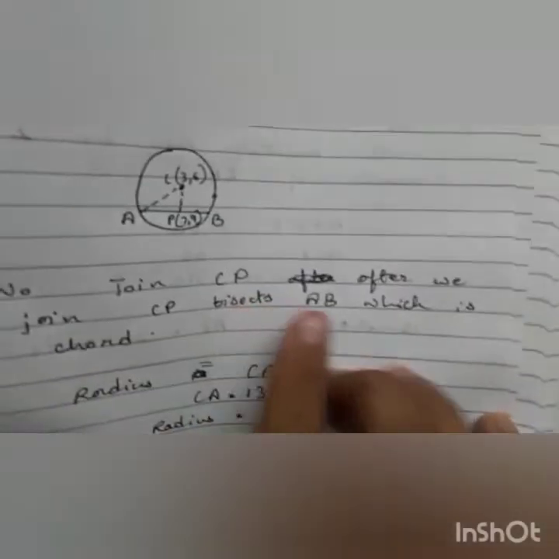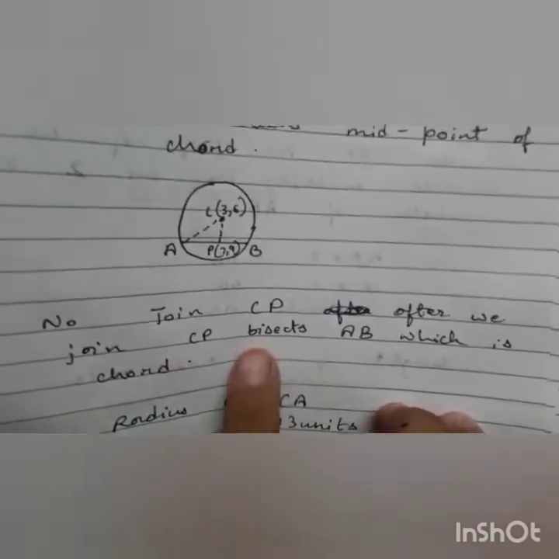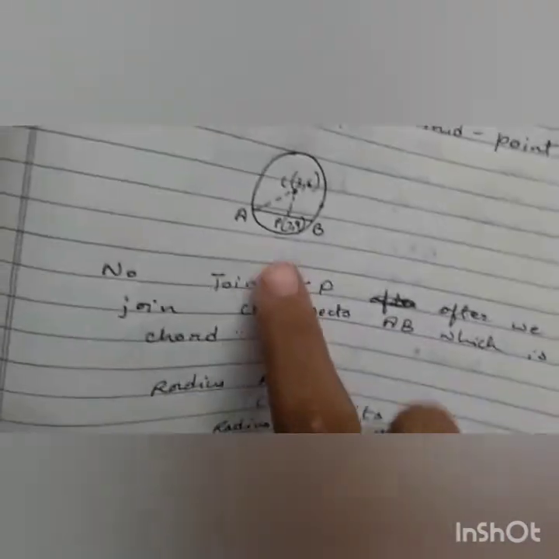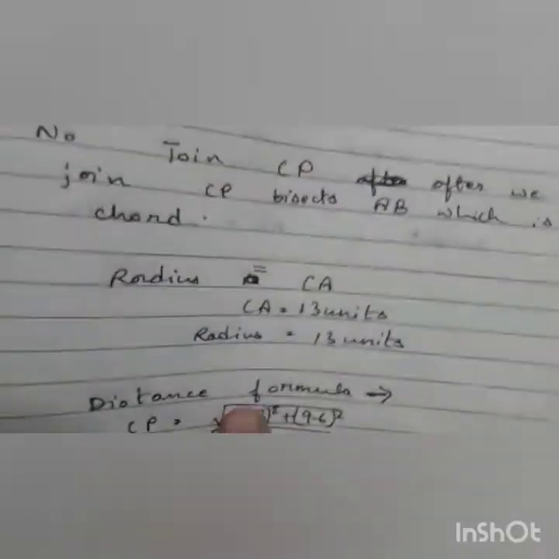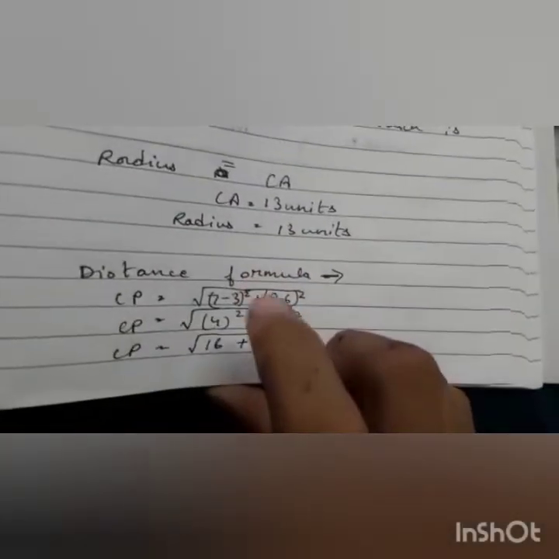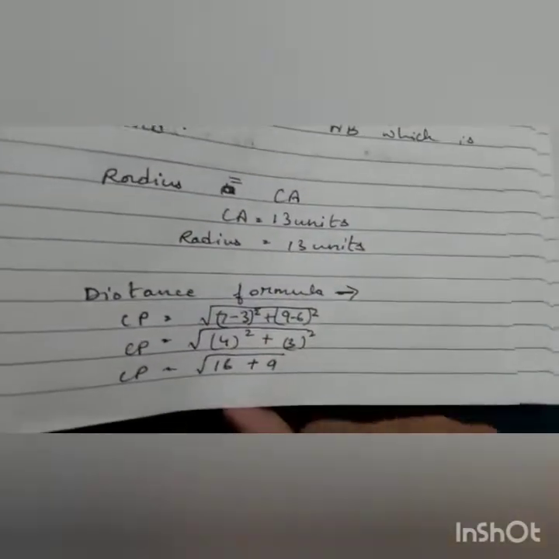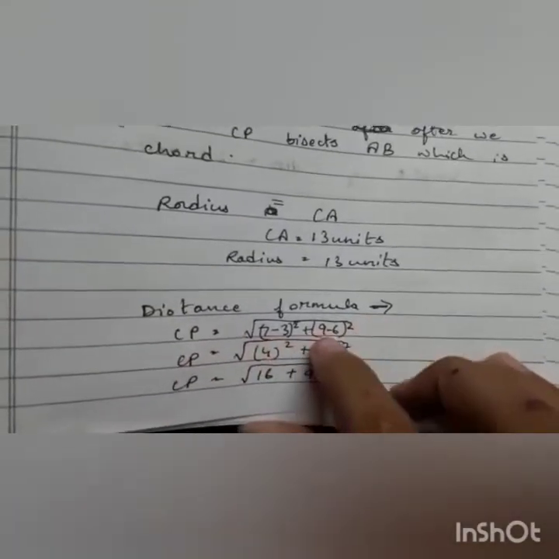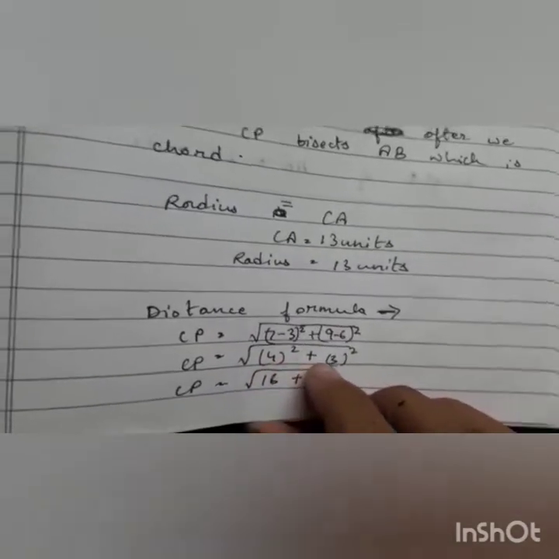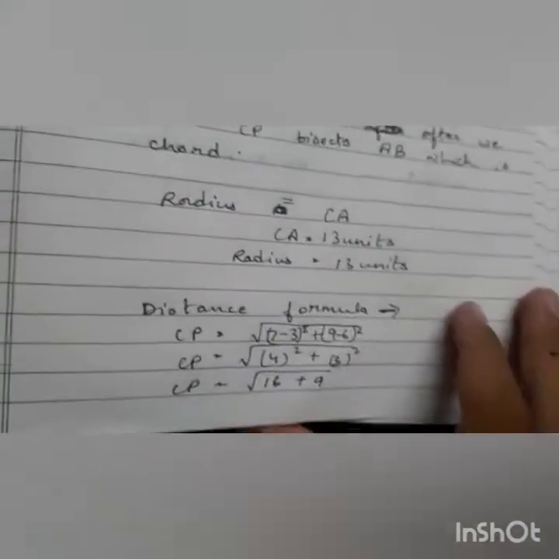Now join CP. After we join CP, CP bisects AB, which is the chord. Radius equals CA as it is given here. So CA equals radius, which is 13 units. Then we will take the distance formula, which is CP equals the square root of (7 minus 3) whole square plus (9 minus 6) whole square. So CP equals the square root of 4 square plus 3 square, which is the square root of 16 plus 9. After solving this, CP comes 5 units.